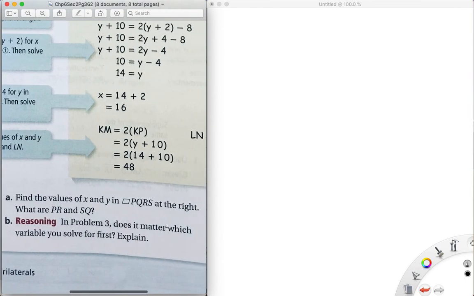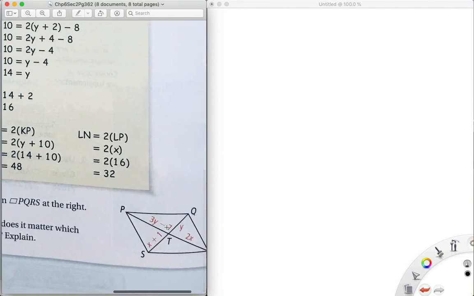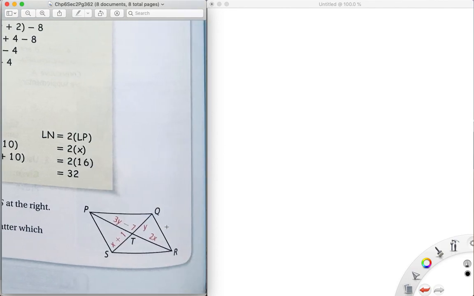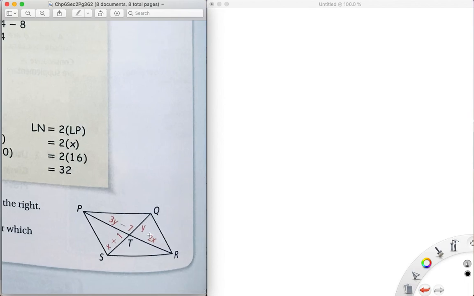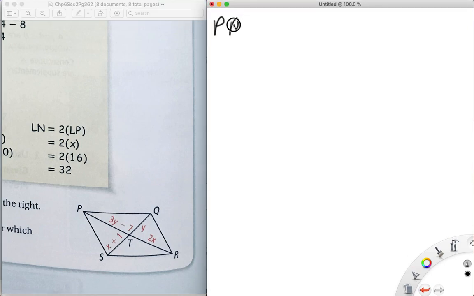What do they want to know? They want to know the distances of PR and QS. First step: I know that these two are cut in half, so for PR, in terms of an equation, I can say that 3y minus 7 equals 2x because they're cut in half.